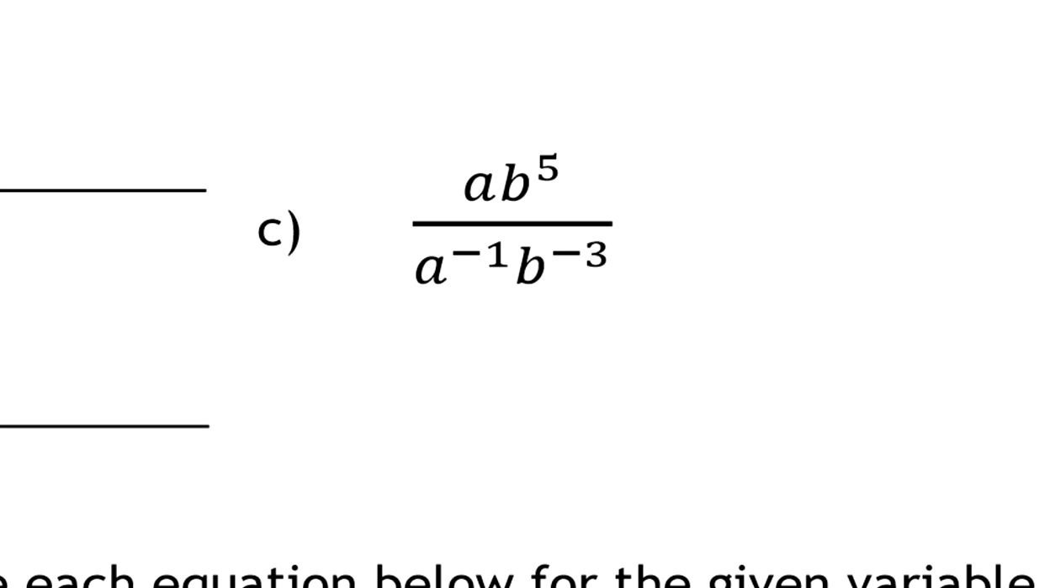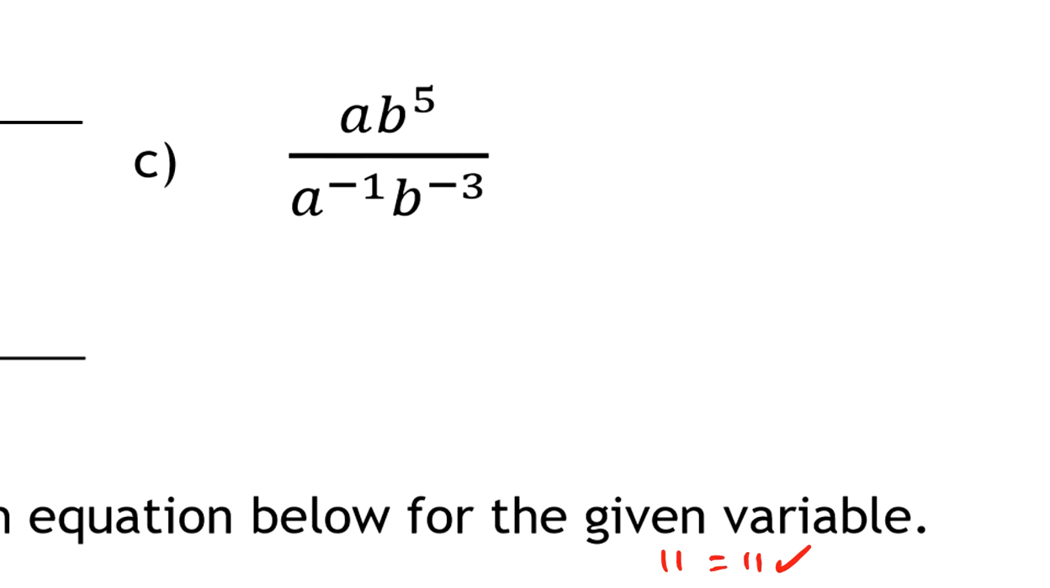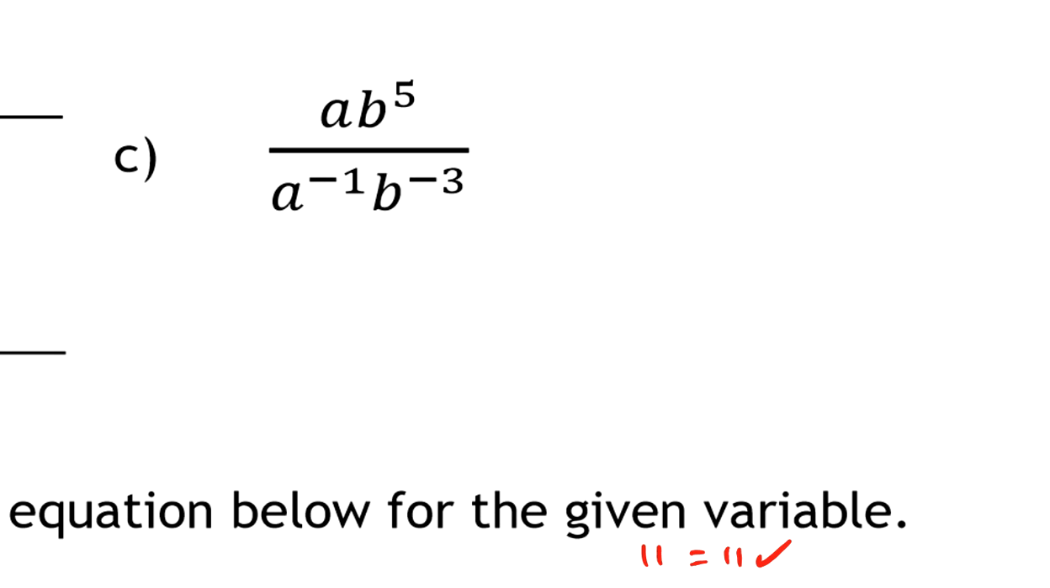For part C, a over a to the negative 1 is not 1, right? There's something that we have to do to clean that up. And we could do this in 2 different parts. I guess let's isolate it. Let's look at this part first, and then we'll deal with the b's.